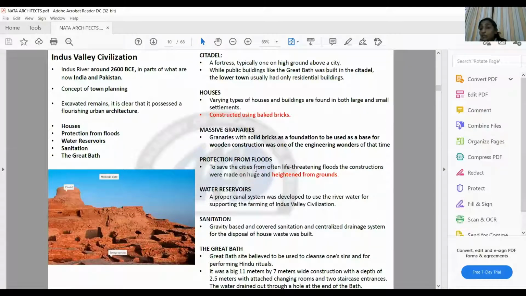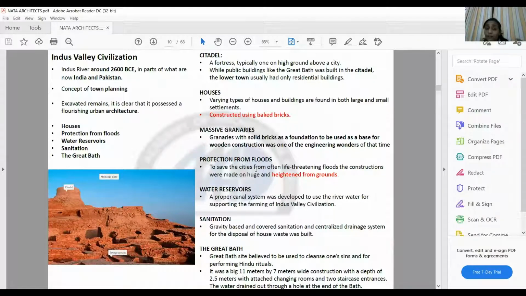So that was again based on the gravity concept. So this could be another important point. The city of Mohenjo-daro was again divided into the upper town and the lower town. Mainly the upper town consists of the citadel area, where all the official and administrative buildings were located on top, and the lower town was for residential purpose.